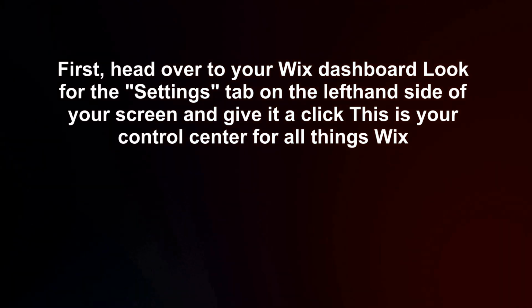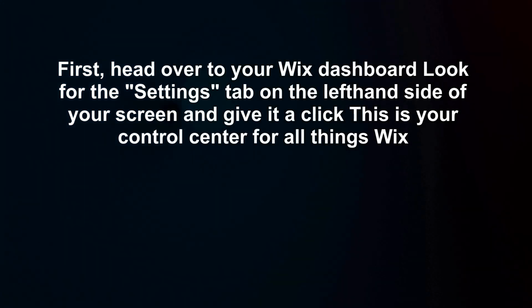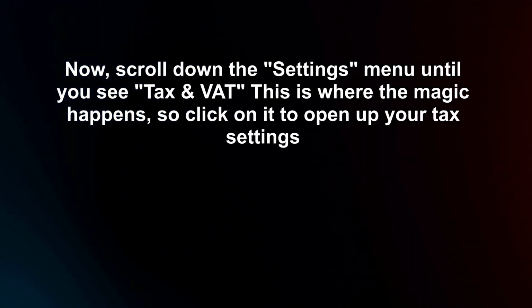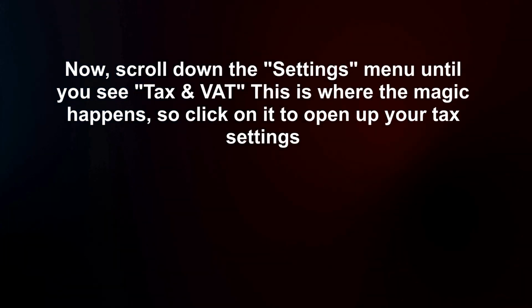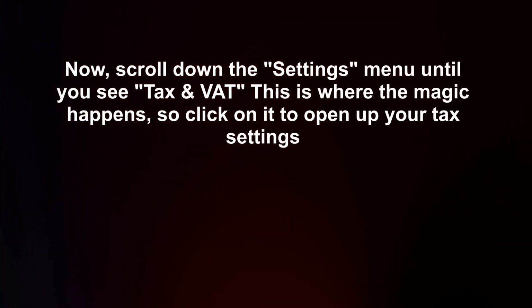First, head over to your Wix dashboard, look for the Settings tab on the left-hand side of your screen and give it a click. This is your control center for all things Wix. Now, scroll down the Settings menu until you see Tax and VAT. This is where the magic happens, so click on it to open up your tax settings.